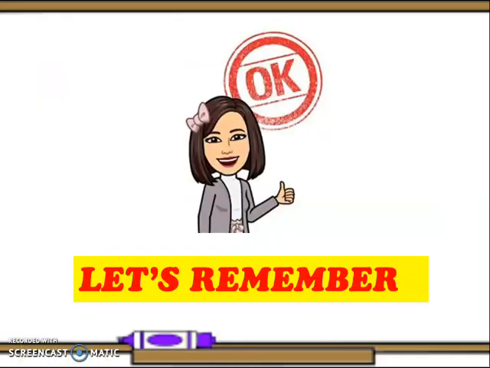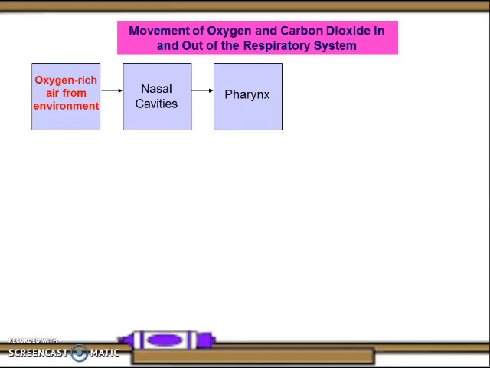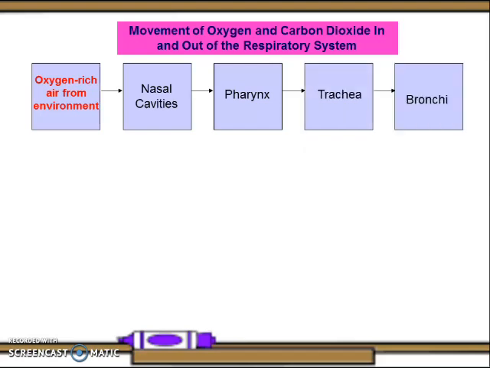Let's remember, movement of oxygen and carbon dioxide in and out of the respiratory system. Oxygen-rich air from environment enters the body through the nasal passages or nasal cavity, and then through the pharynx, then through trachea, which divide into two branches called the bronchial tubes or bronchi. The bronchi subdivide many times inside the lungs, forming hair-like tubes called bronchioles. At the end of the bronchioles are tiny bubble-like structures called alveoli.